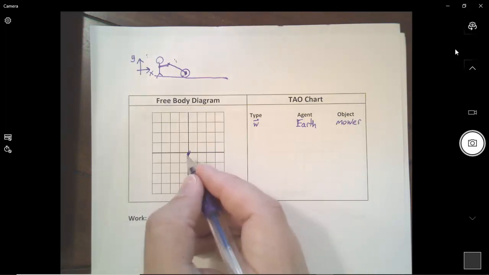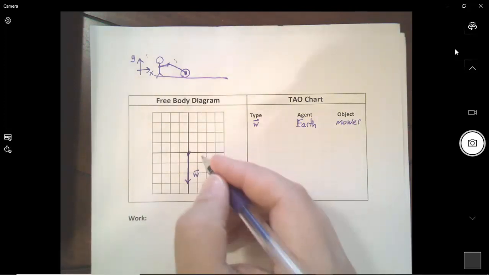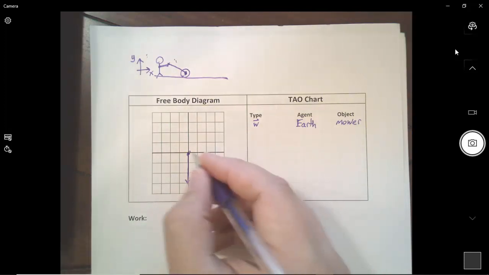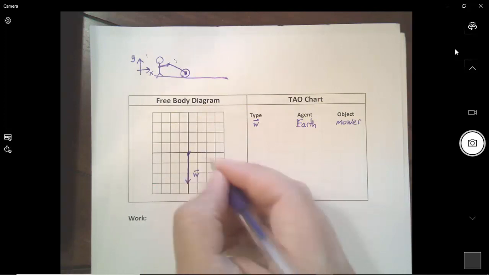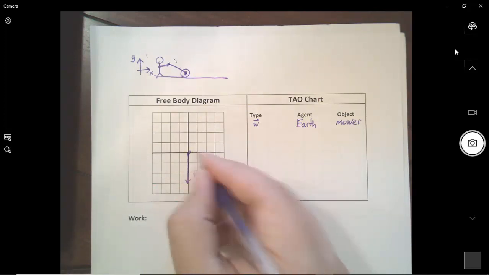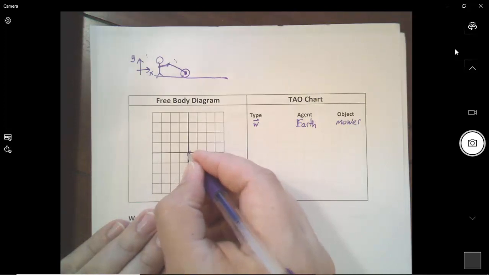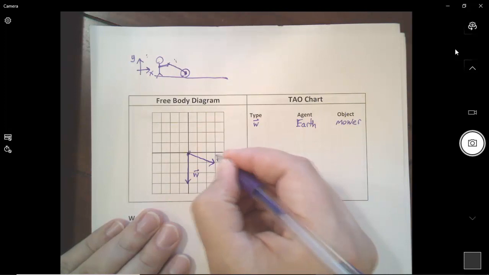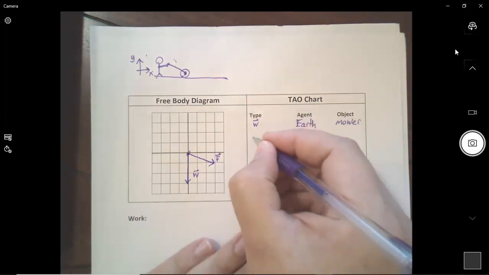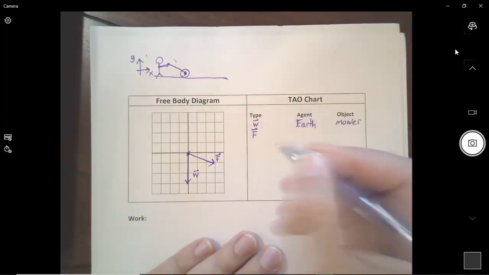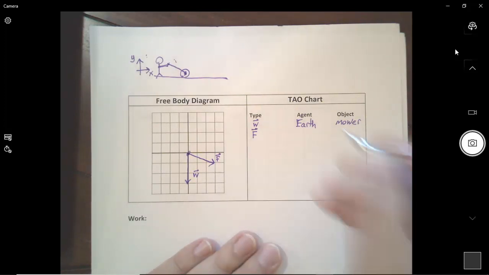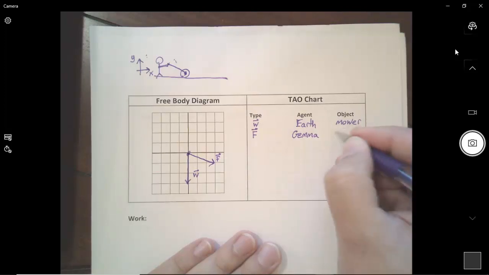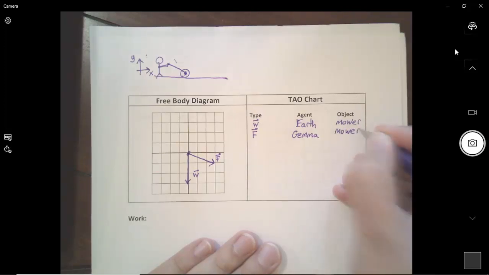Now, it doesn't matter if we get exactly 25 degrees. What's more important is that we line it up with the grid marks. So let's say 3 over and 1 down. We'll call that an applied force F. The agent is Gemma. And the object is still the mower.